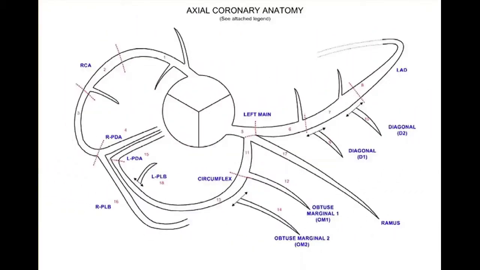Before we look at echocardiography to detect ischemia, we need to appreciate the arterial blood supply to the heart. This diagram shows the axial coronary anatomy, as seen from above the heart. The coronary arteries are composed mainly of the left and right coronary arteries, both of which give off several branches as shown in the diagram.